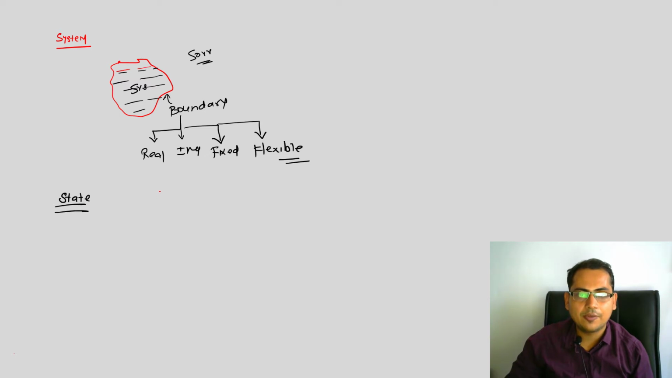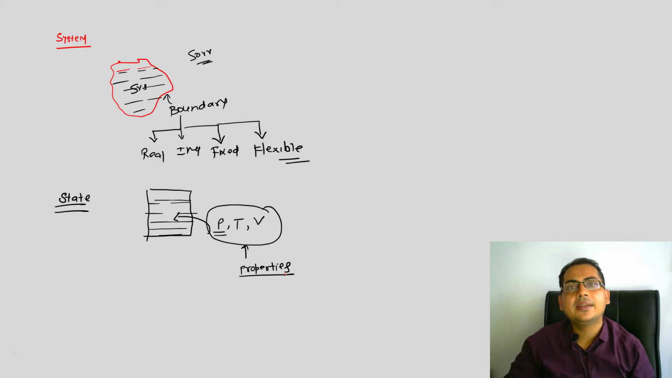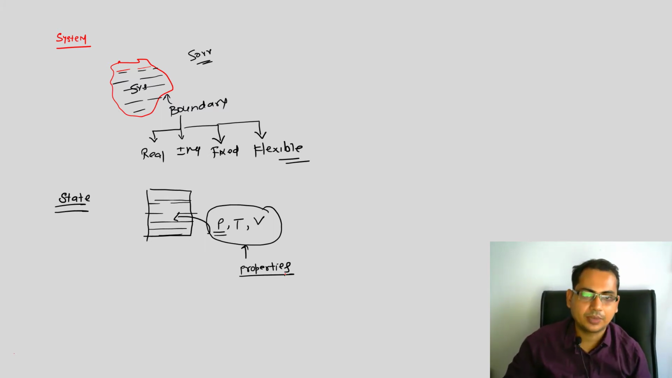So for example, the water filling in the tank. What is the pressure of that water? What is the temperature of the water? What is the volume of the water? All these things are called properties, and through these properties we can define the state of that system. So I hope it is clear what the state of the system is.